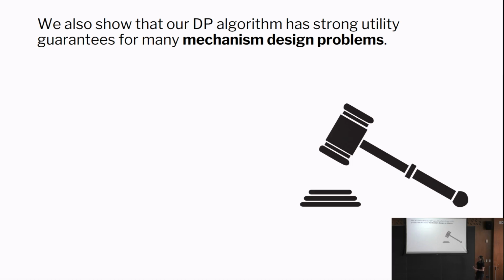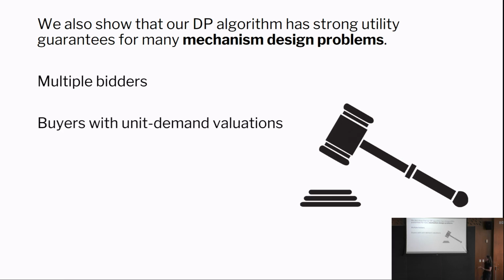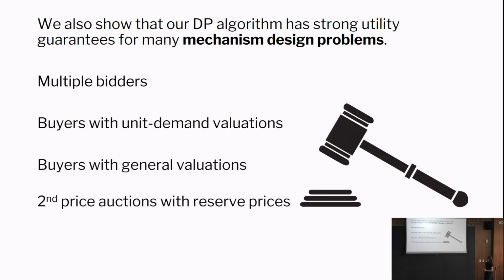And I also want to mention that I've given you some really simple examples of pricing problems where our differentially private algorithm applies, but we also show that it has strong utility guarantees in many other settings, such as when there are multiple bidders. I've only shown you single bidder settings. It also applies when the buyers have unit demand valuations. I showed you additive valuations; unit demand is just another type of valuation. It also applies to general valuations, and also other types of auctions like second price auctions with reserve prices.